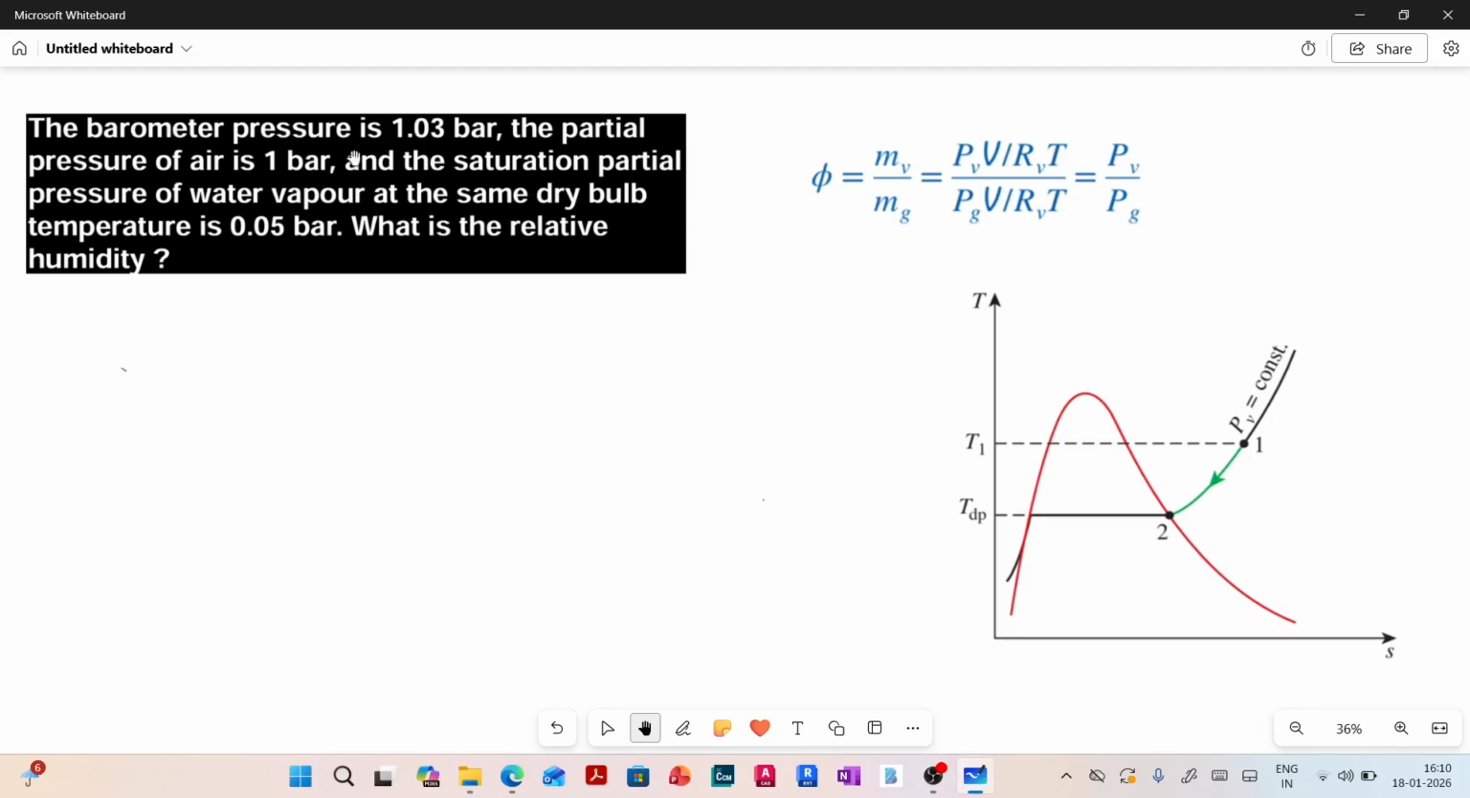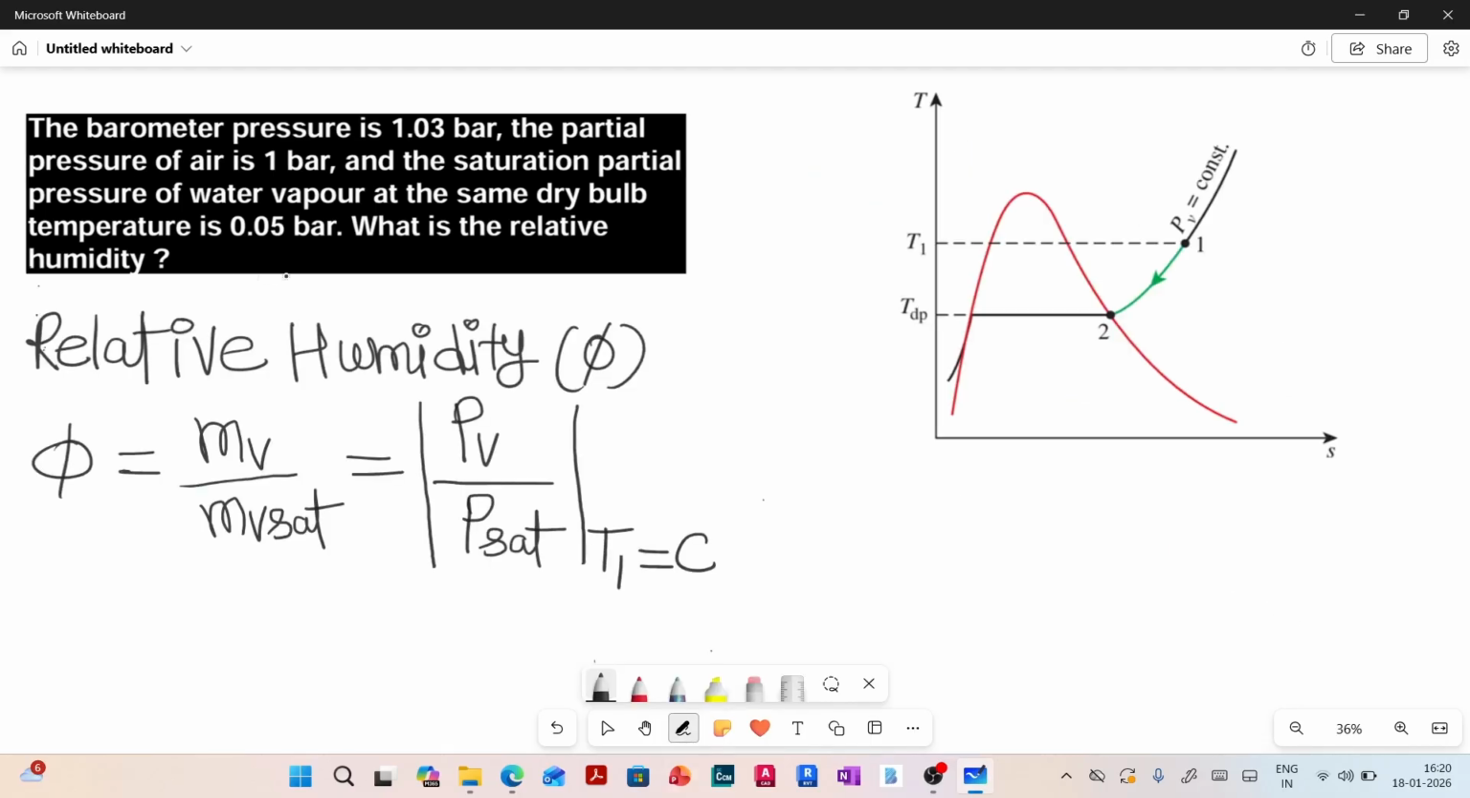The barometric pressure is given 1.03 bar. The partial pressure of dry air is 1 bar and the saturation pressure of water vapor is 0.05 bar. What is the relative humidity? That is the question. Let's recall what is relative humidity.